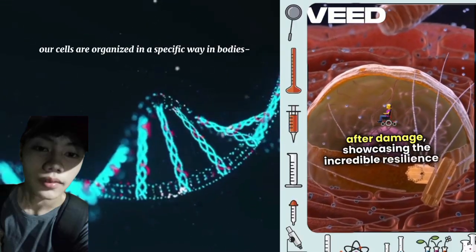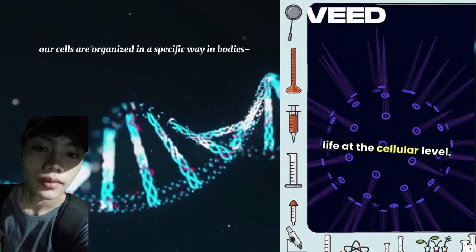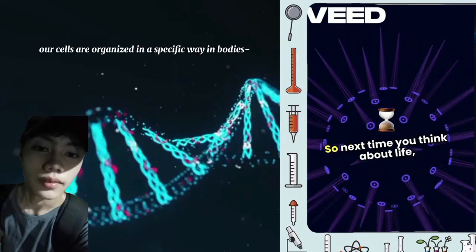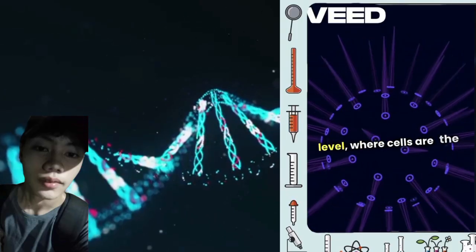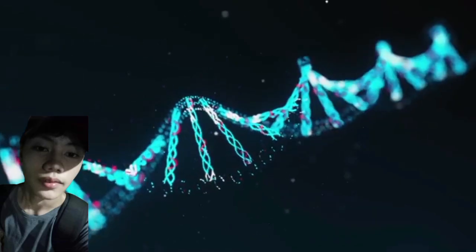Our cells are organized in a specific way in our bodies, and that is all for the characteristics of life. The living things are made of cells.